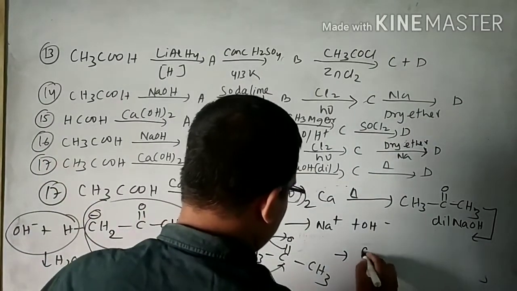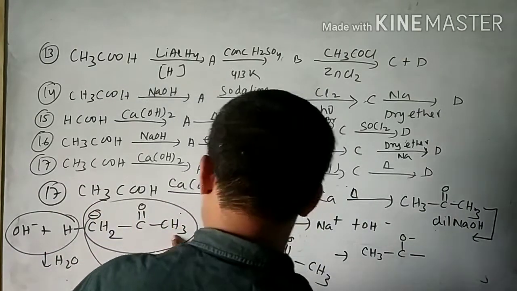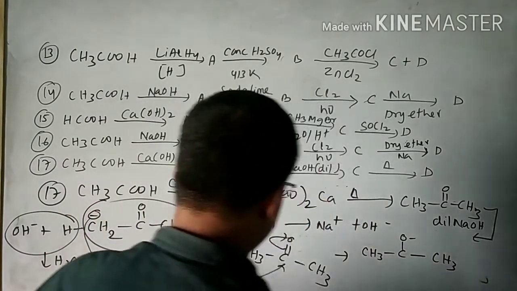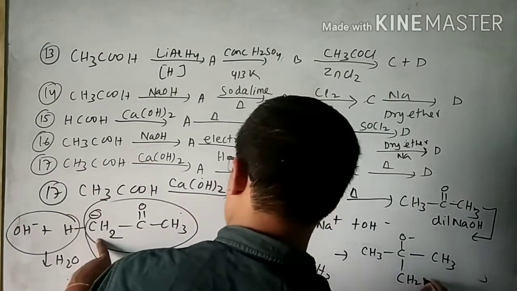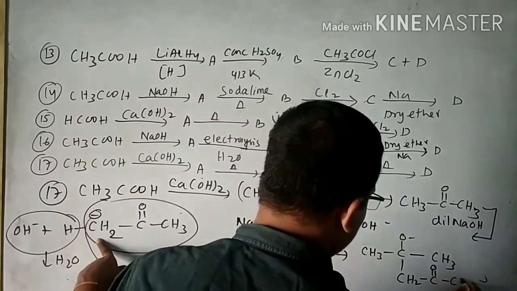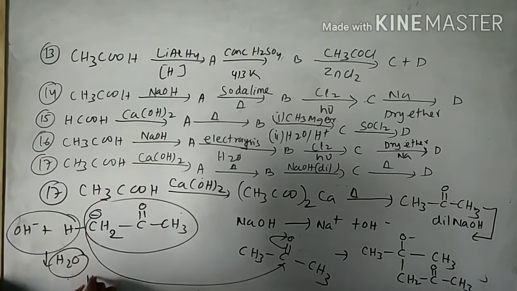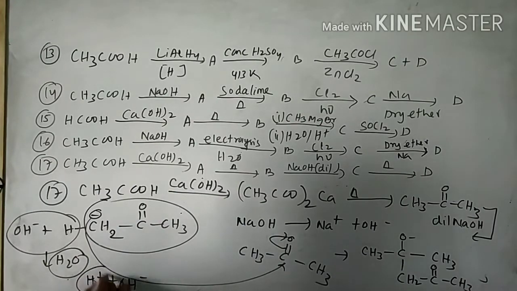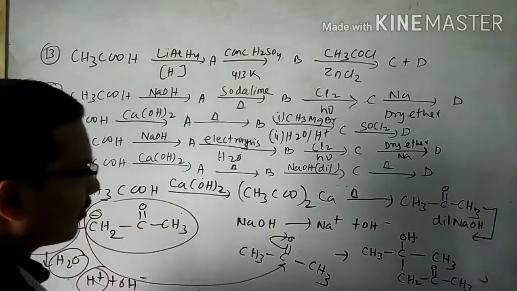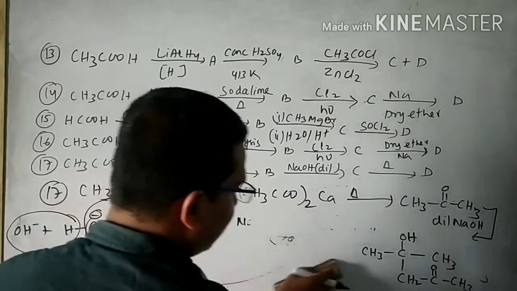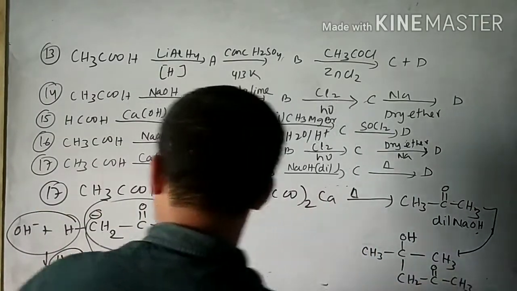That means the product will be CH3 bond C O minus, with CH3, and we can attach CH2, C double bond O, bond CH3. Here a water molecule is formed. Now this will take back H plus from water, leaving OH minus, and this H plus will attach here and form OH. So we can write this is the product.